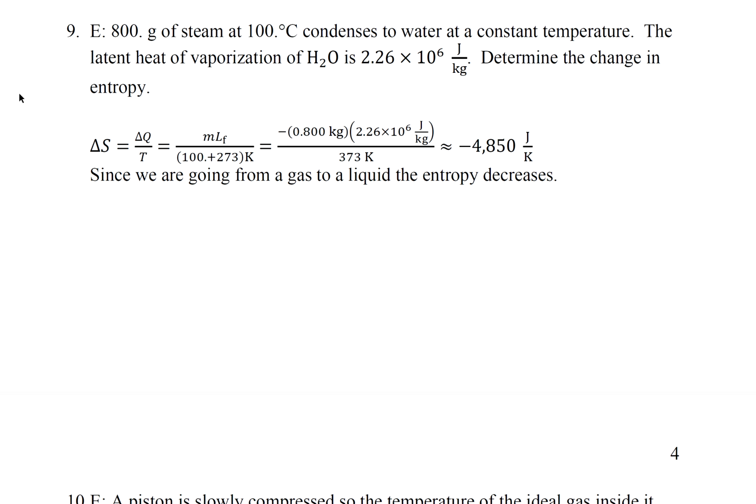Question 9. 800 grams of steam at 100 degrees Celsius condenses to water at a constant temperature. The latent heat of vaporization of water is 2.26 times 10 to the 6 joules per kilogram. Determine the change in entropy.